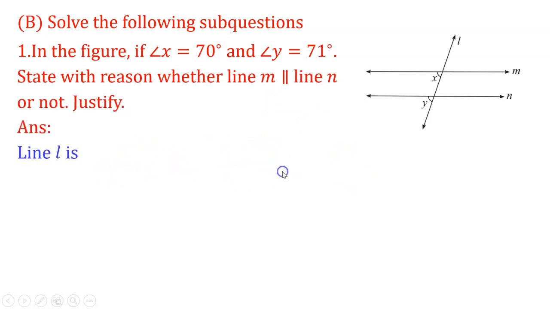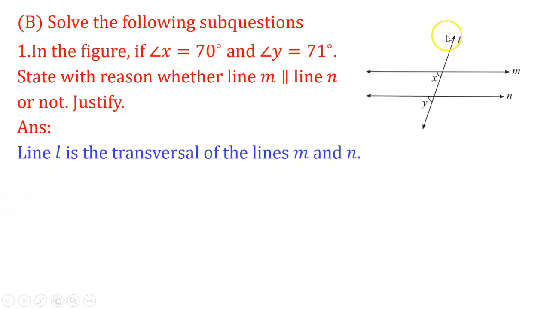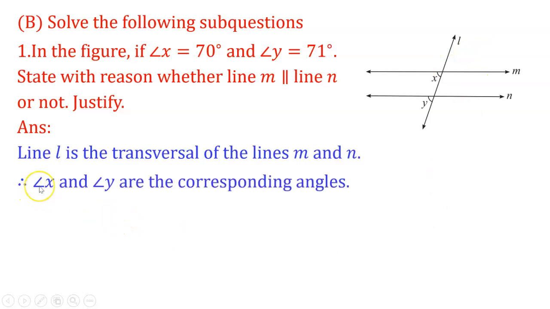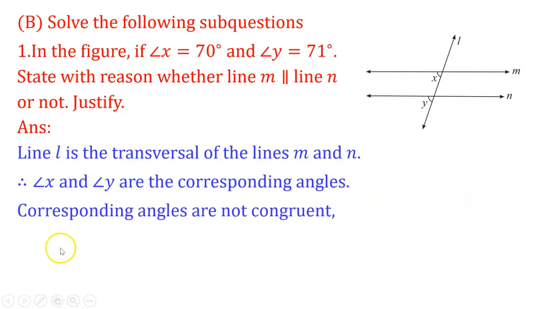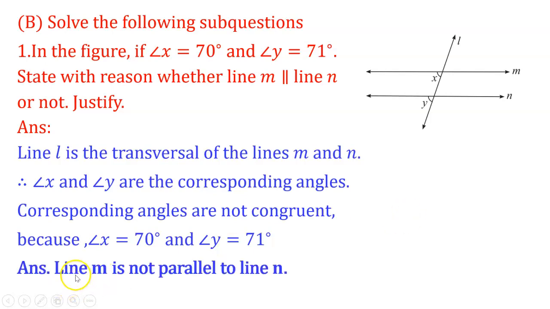Now the answer. Line L is a transversal of lines M and N. Therefore angle x and angle y are the corresponding angles. Corresponding angles are not congruent here. The measure of angle x is 70 degrees and y is 71 degrees. As the corresponding angles are not congruent, we say that line M is not parallel to line N. And hence the final answer: line M is not parallel to line N.